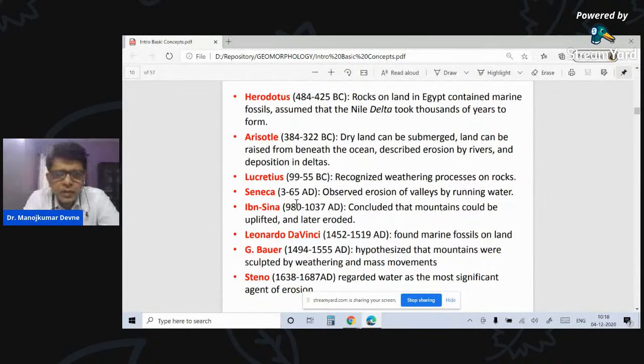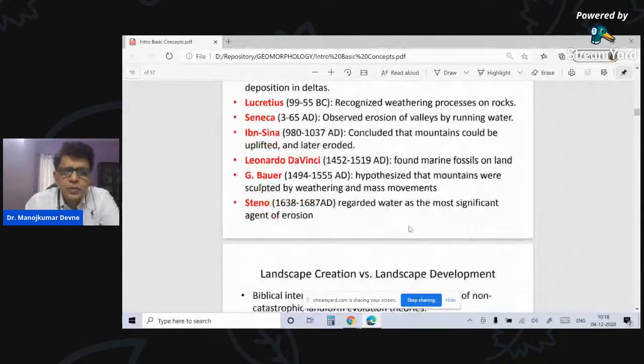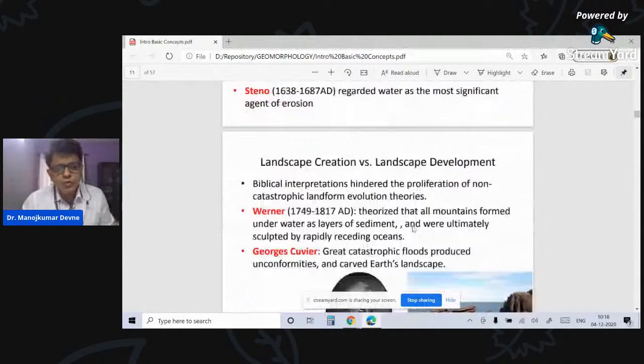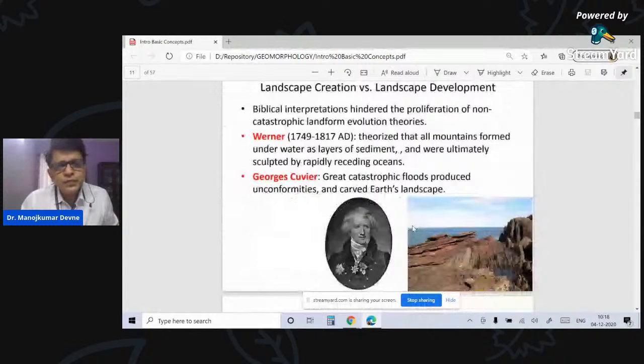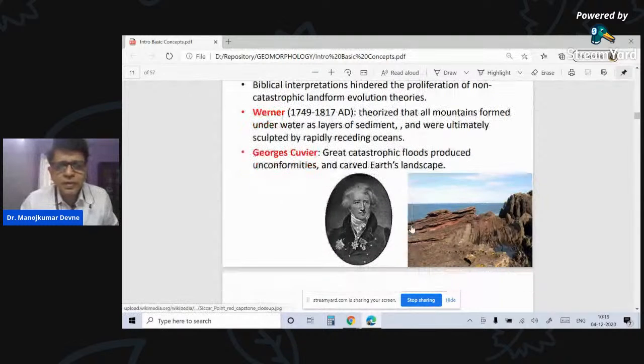Then you have Seneca and Leonardo da Vinci, or in the modern periods, he found marine fossils on land. Then you have Bauer, who speaks about hypothesizing that mountains are sculpted by weathering and mass movements. And then you have Steno, who speaks about water, okay, as the most magnificent agent of erosion. Then we come to Werner, and then you have Georges Cuvier. Okay, he speaks about catastrophic floods producing unconformities carved in Earth's landscape and so on and so forth.